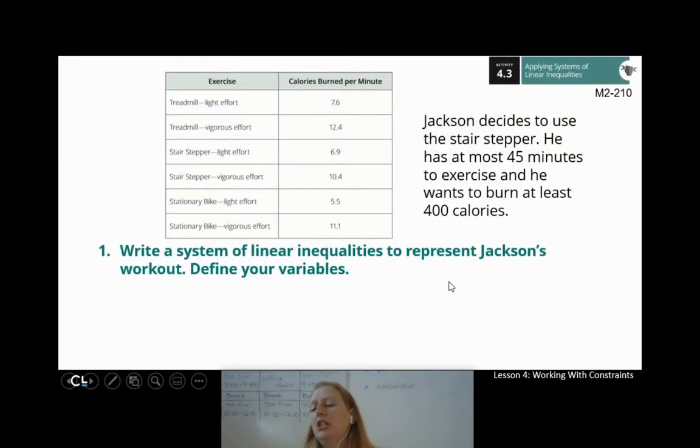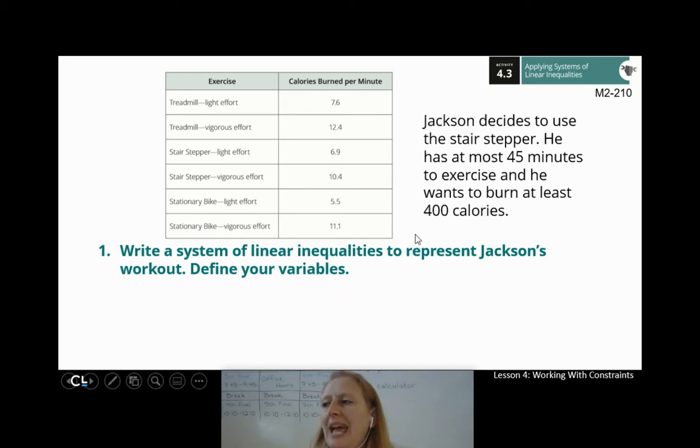So here's the deal. Jackson decides to use the stair stepper. Okay, so it looks like we're looking at these two in the middle, the stair stepper. He has at most 45 minutes to exercise, and he wants to burn at least 400 calories. See if you can write a system of linear inequalities to represent Jackson's workout. And define your variables. And I'll help, actually, let me help with defining the variables.